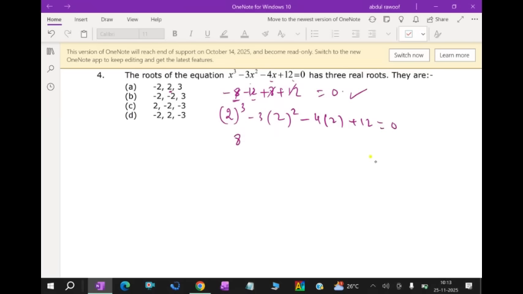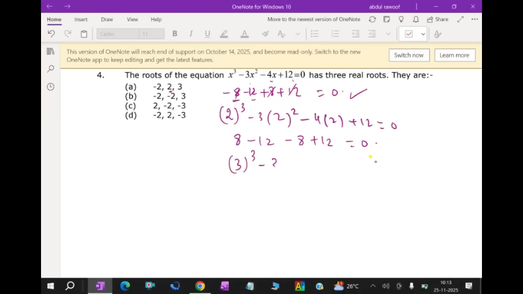8. Yeah. 2, 4 minus 12. Here minus 8 plus 12 equal to 0. So this minus 2 and 2, that option is correct. Even 3 will check.